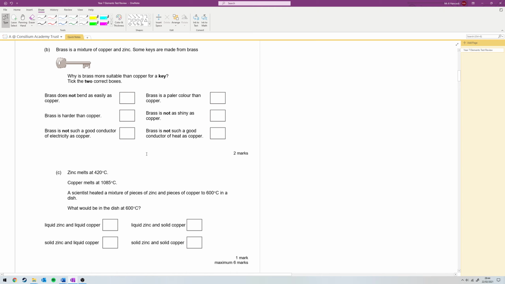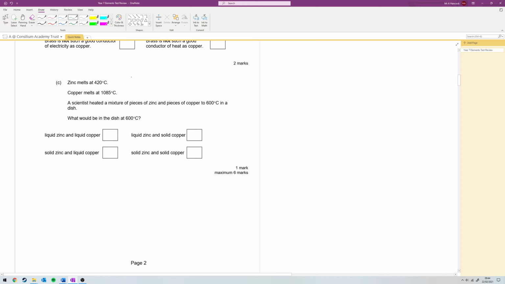Now, brass is a mixture of copper and zinc. Some keys are made from brass. Why is brass more suitable than copper for a key? Well, brass is an alloy, so it does not bend as easily. Okay, and again, because it's an alloy, it is harder.